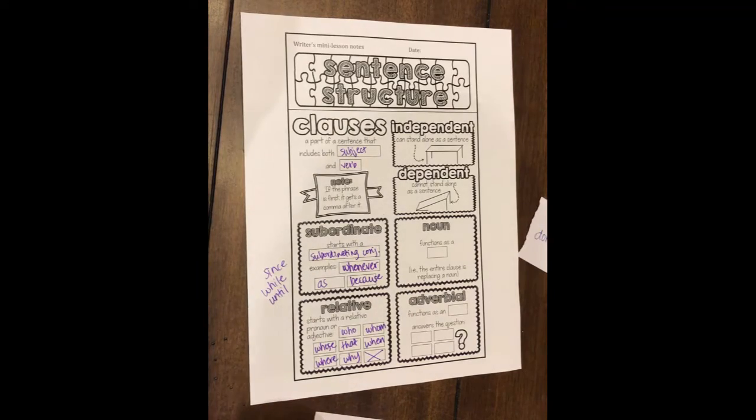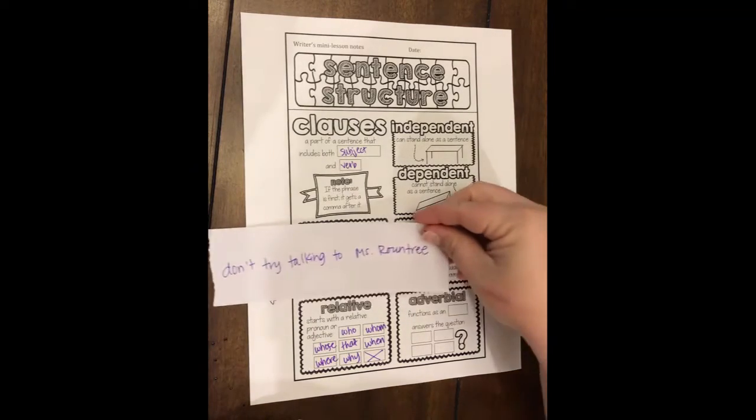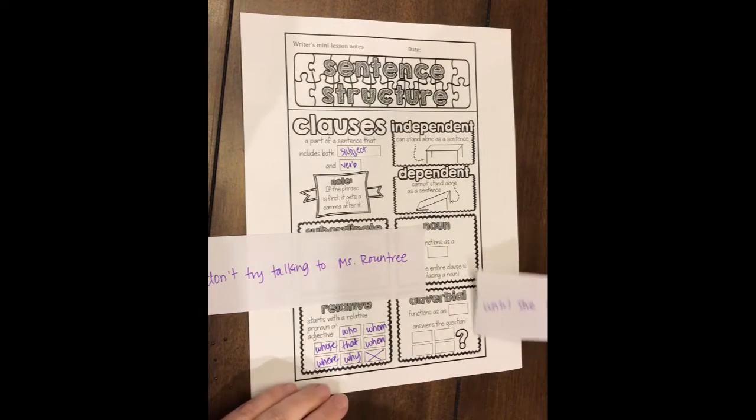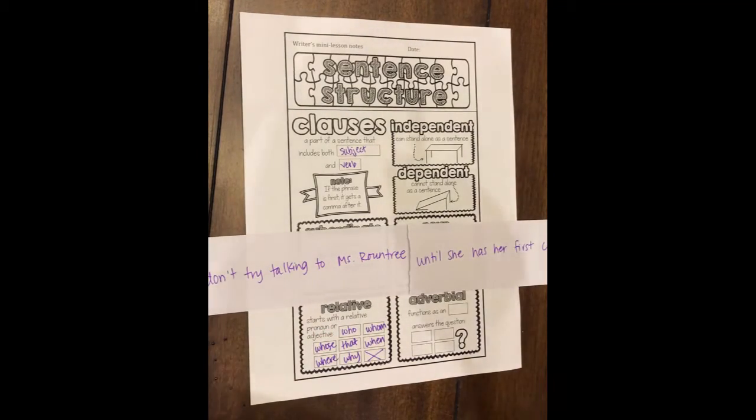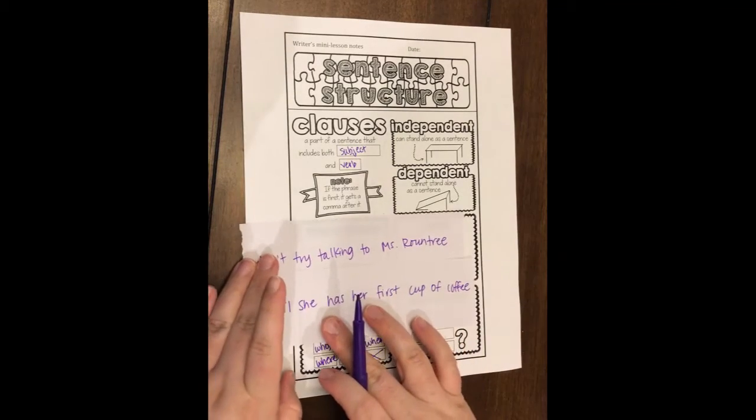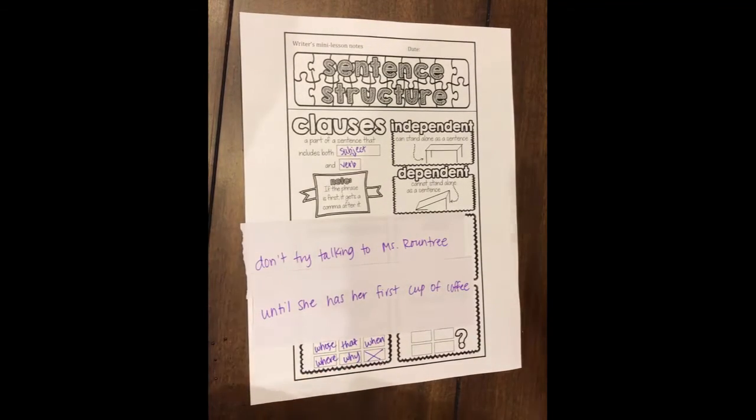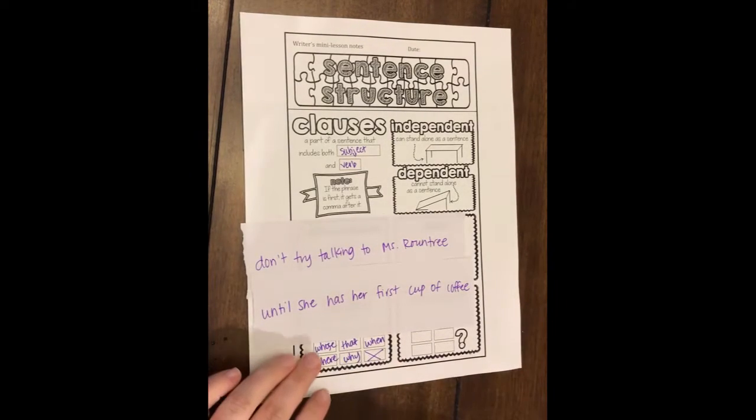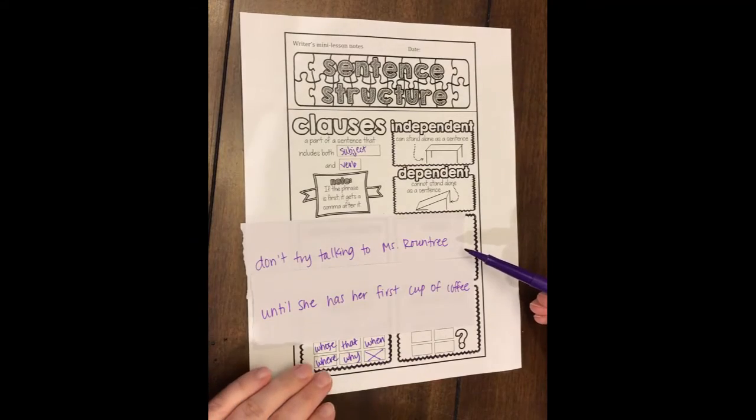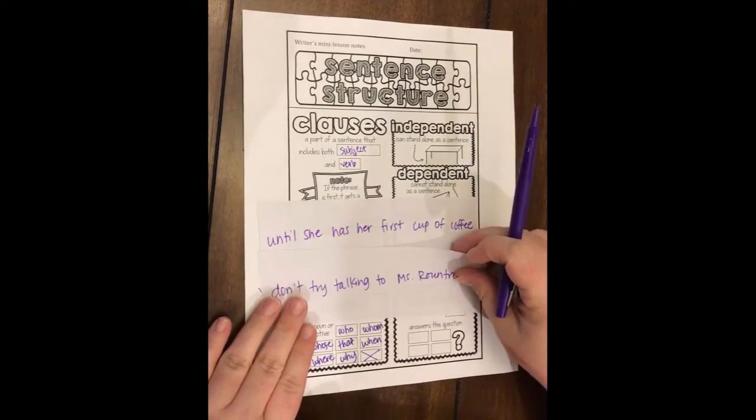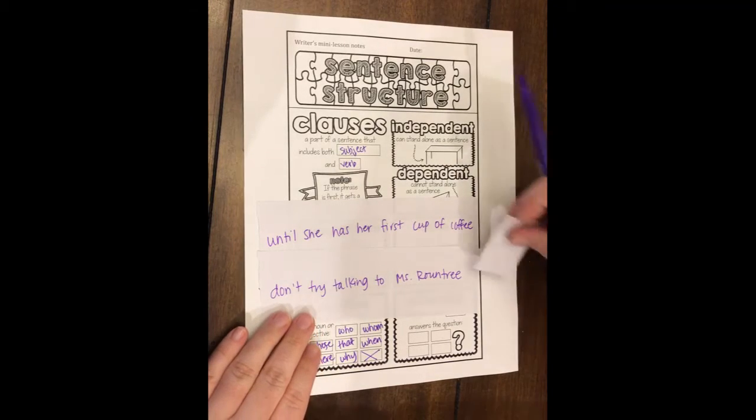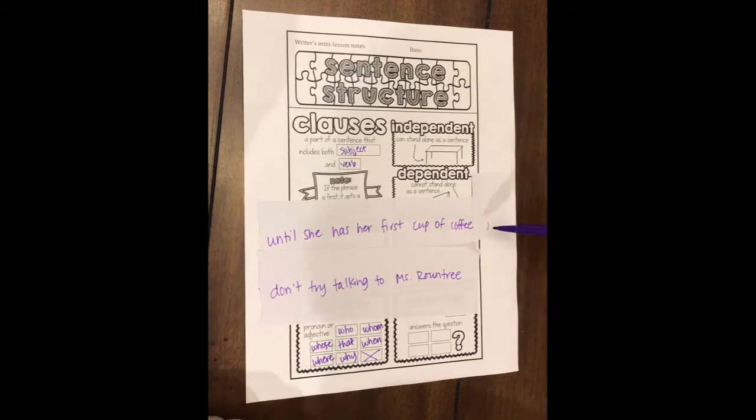Another example is, don't try talking to Miss Roundtree until she has her first cup of coffee. There, now you can see all of it. You'd start with the capital letter, obviously. You do not need a comma here because we're not starting with a subordinate clause. If we began with a subordinate clause, we would need a comma here. So, until she has her first cup of coffee, comma, don't try talking to Miss Roundtree.